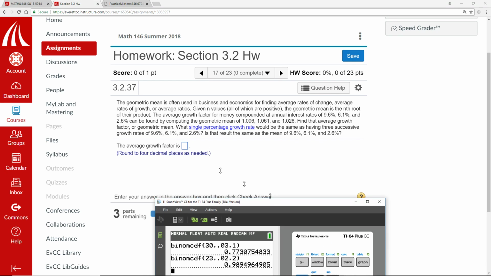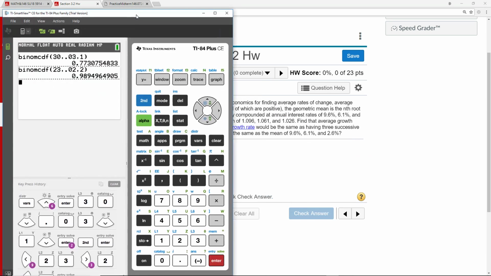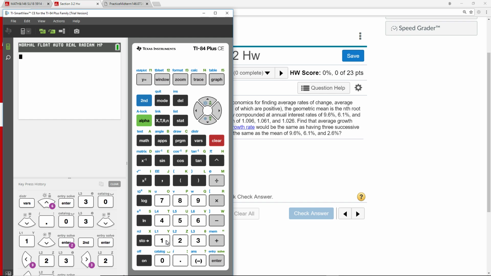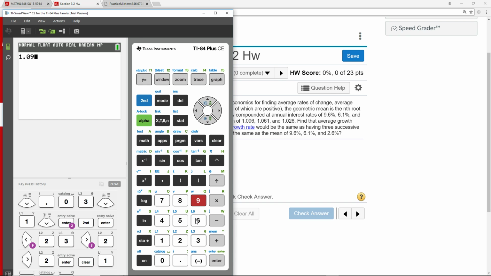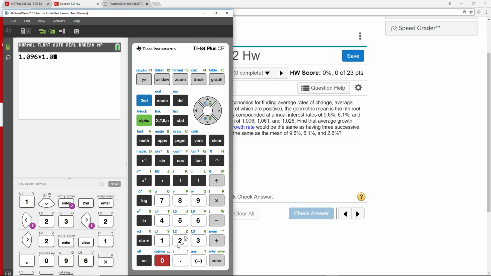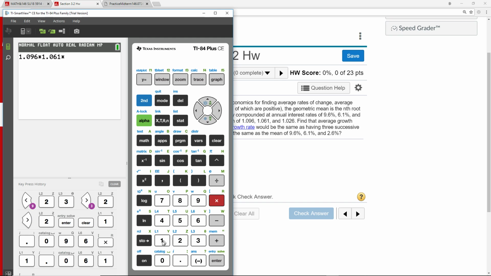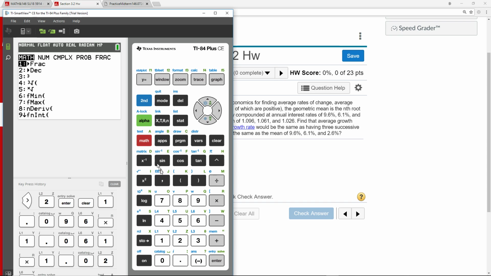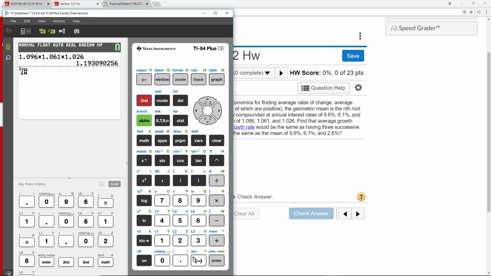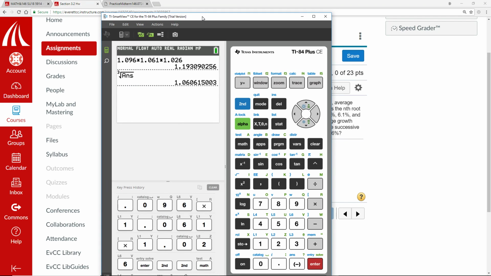Let's work it out. This is actually a pretty scary problem, though. Let's see. 1.096 times 1.061 times 1.026. Let's make sure we entered that in correctly. And now we have to take the cube root of that number. And I got 1.0606.